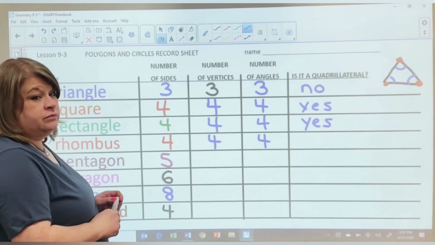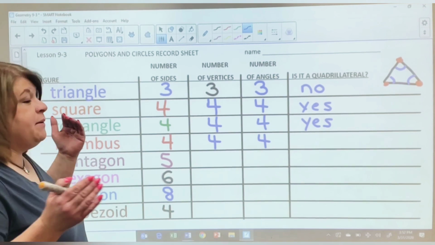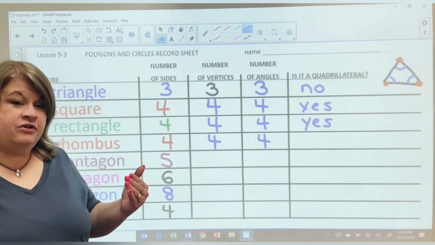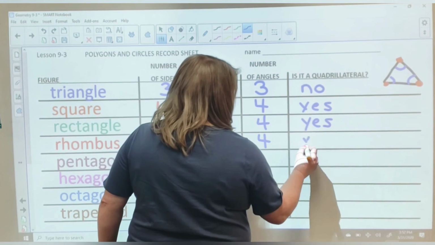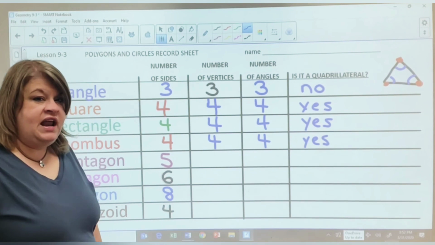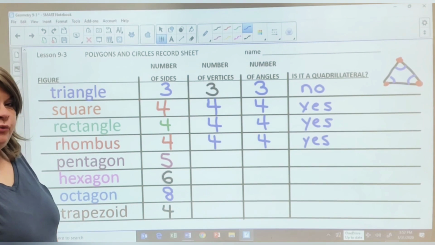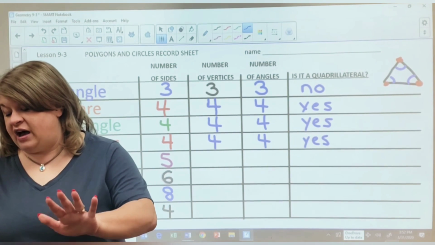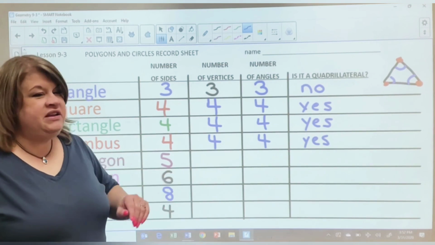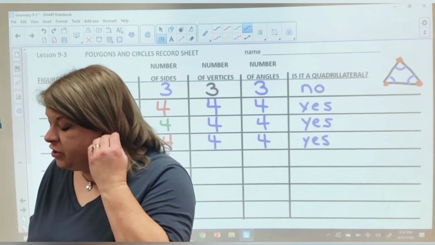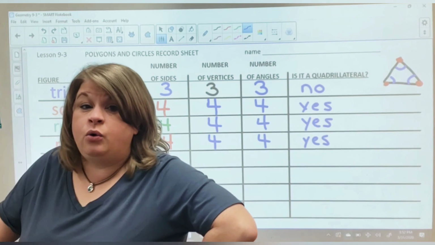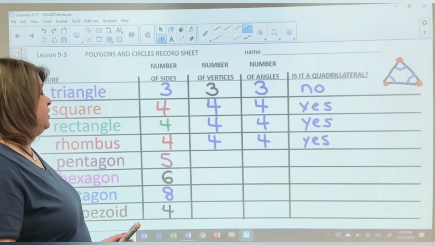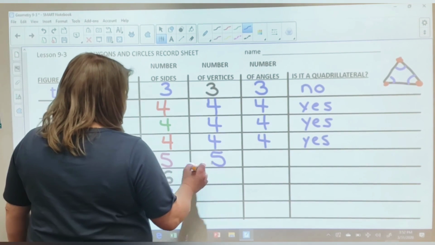Is it a quadrilateral? Remember, a quadrilateral is a polygon that has 4 sides. So is it a quadrilateral? Yes, it is. Okay, guys, we're more than halfway done. We only have 4 more of these to go. Pentagon, look in your book. A pentagon has 5 sides. We said that already. How many vertices? Maybe you should count them. Look in your book, find the pentagon. Count how many corners you see. Did you count 5? I did.